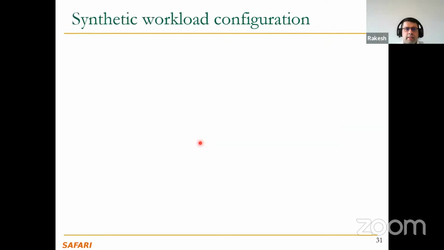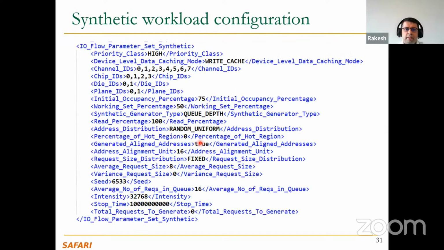So let's look at the synthetic workload configuration. As I mentioned, in a synthetic workload the requests are generated by the simulation engine itself. And here we see that some of the attributes are similar to what is there in the trace-based workload. Even here we provide the channel, chip, die IDs and the plane IDs that need to be targeted in this experiment. And we also have the initial occupancy percentage.